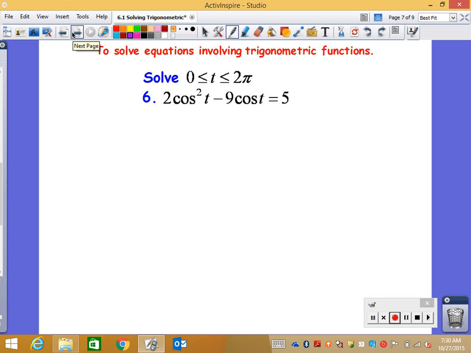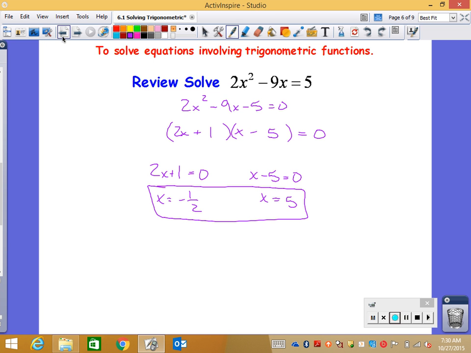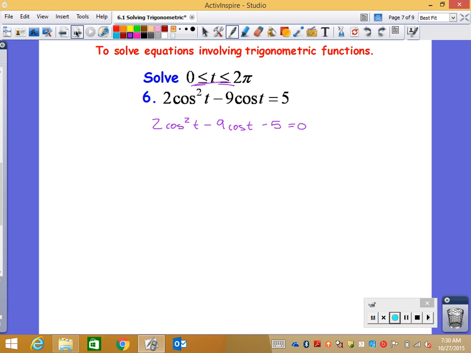Let's do a similar one, where instead of x's, I have cosines now. The process is going to be exact same. Notice, I'm in radians. Good thing to note right away. Get the 5 over here. So we have that 2 cosine squared of t minus 9 cosine of t minus 5 equals 0. Notice this is the same problem as before. However, instead of x's, we have cosines now. But we're going to do the same thing. We're going to factor it.